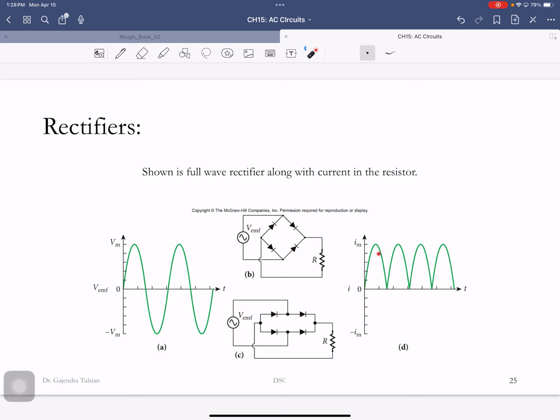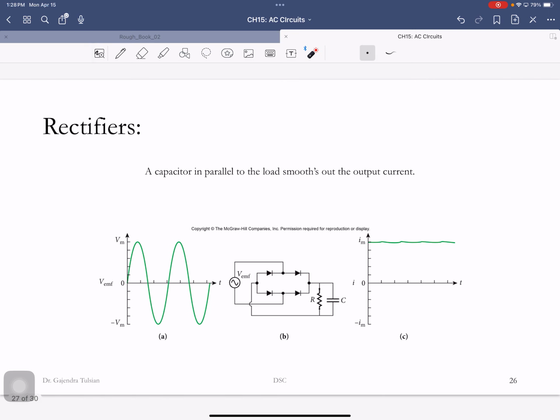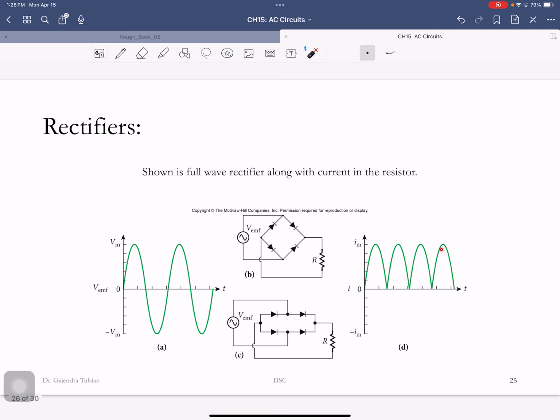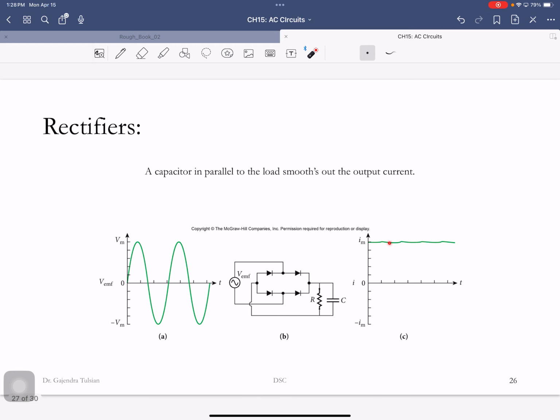waveforms. Okay, but your laptop doesn't like this. It likes a smooth, flat voltage. So how do we fix that? If you connect a capacitor parallel to that, that'll smooth out this curve to something like that. Okay. So that box that you get with your laptop, that's what is in there.